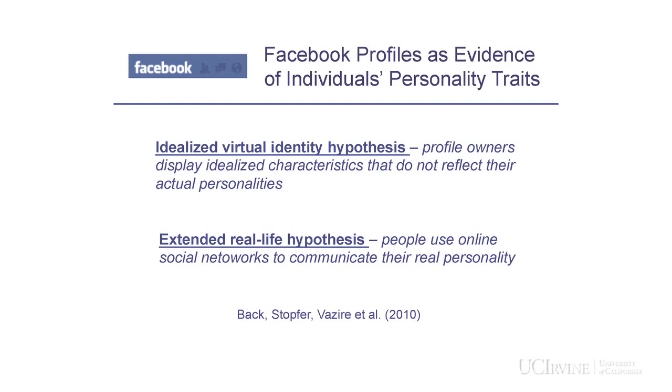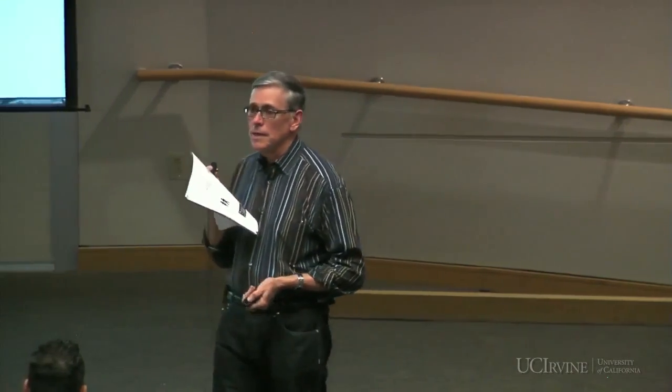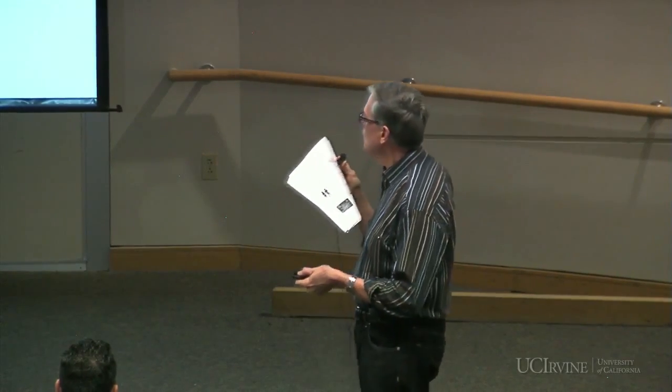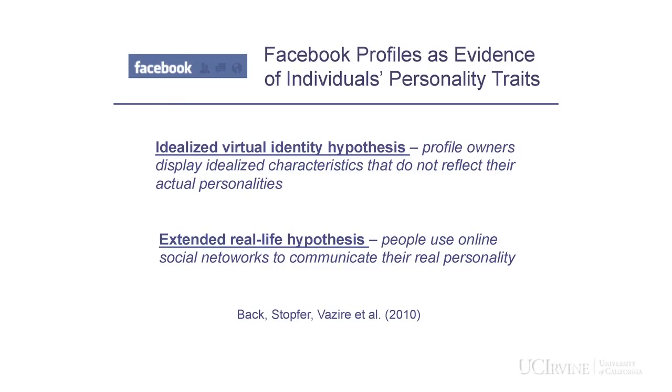The idealized virtual identity hypothesis says that profile owners display idealized characteristics that do not reflect their actual personalities. So there's a lot of fibbing and misrepresentation going on. It's like you see on these dating sites, where you don't know what you're getting because people are putting up pictures that are just awesome, and then when you meet people offline, they're not as awesome as the photos. And then this other hypothesis, extended real life, says people use online social networks to communicate their real personality.